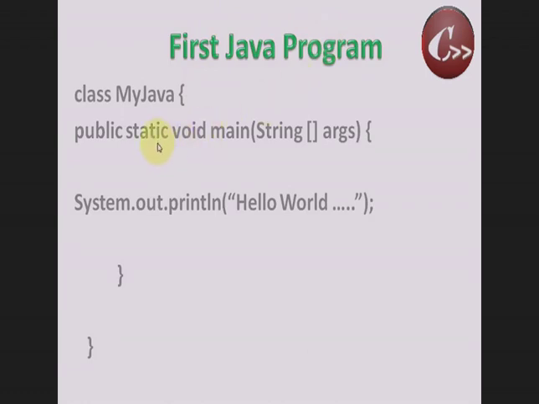Then my question is, why do we use void before the main? In order to denote that the main function is not returning any kind of value. In order to specify that, we use void. So the main function is not able to return any value from inside the method. In Java, the member function is also called a method. So main is a method.